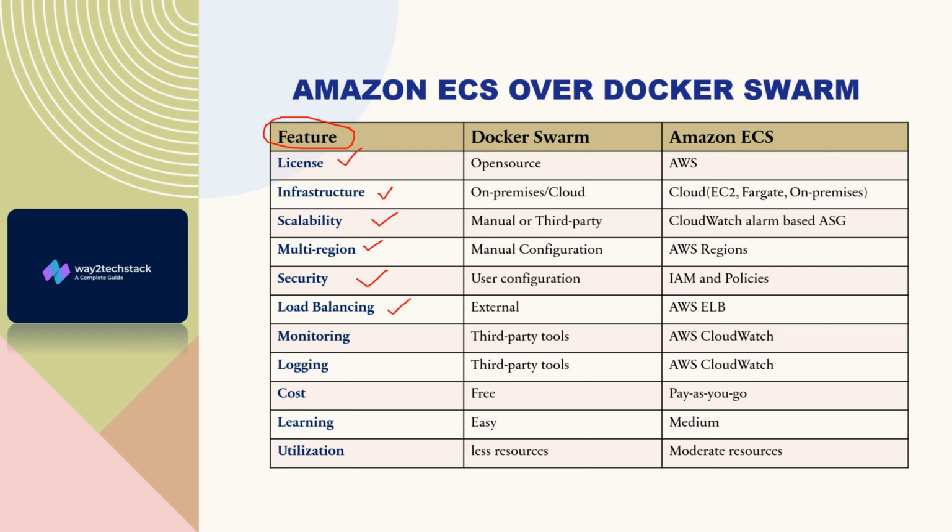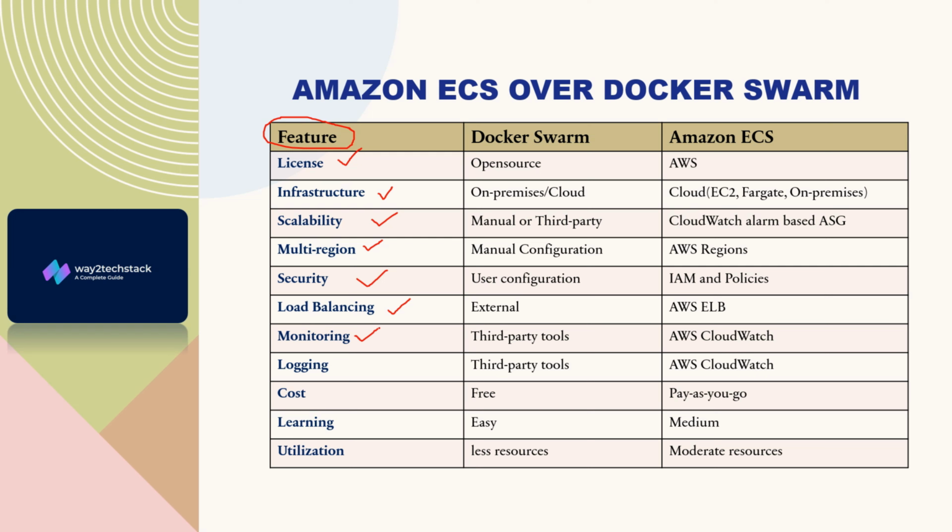What about load balancing? In Docker Swarm, though we have published our application, but still we have to configure external load balancer to split the traffic or to distribute the traffic. Whereas in ECS, we can integrate elastic load balancer of AWS service and then we can configure either application load balancer or network load balancer. Application load balancer comes under layer 7 and network load balancer comes under layer 4. We can choose any one of them based on our requirement.